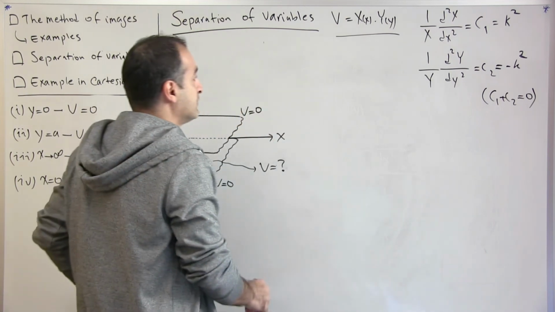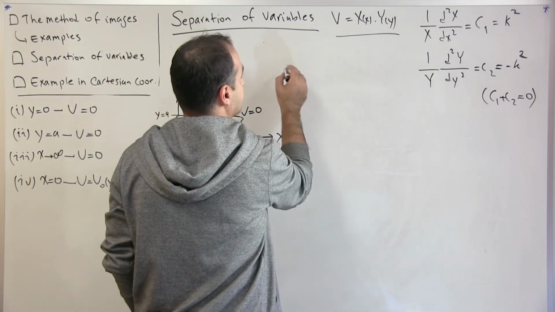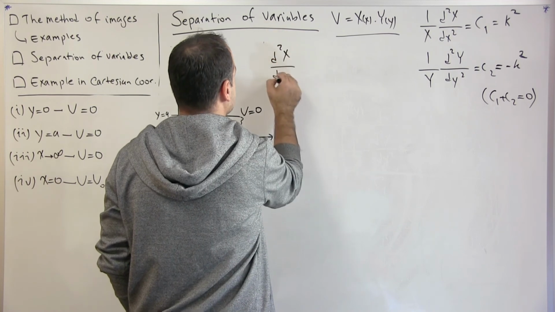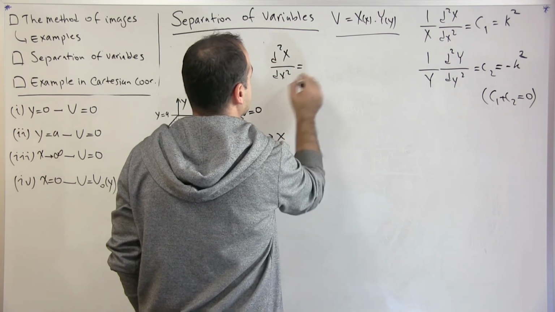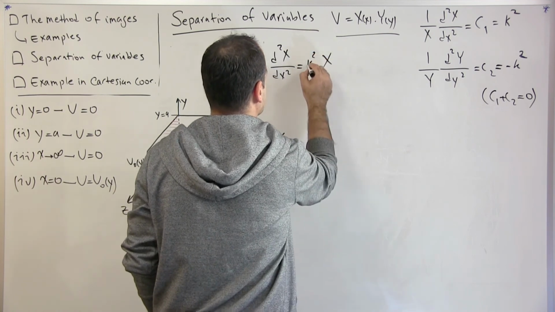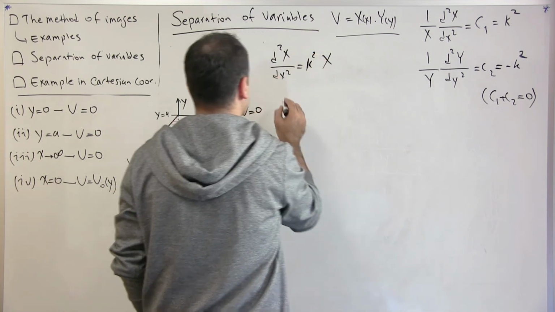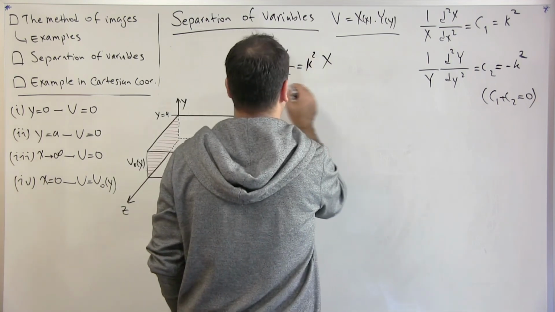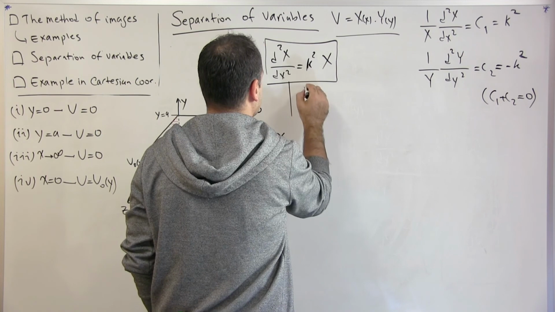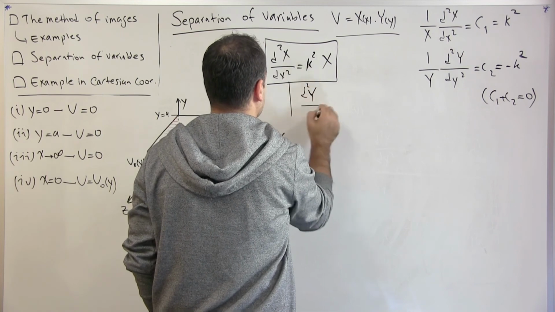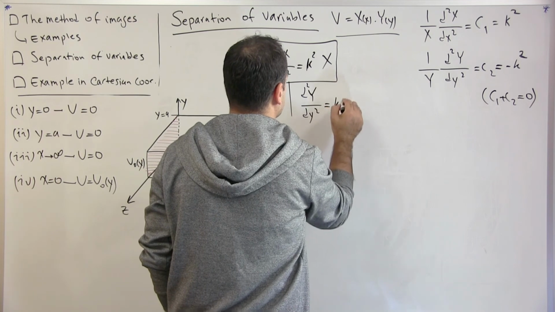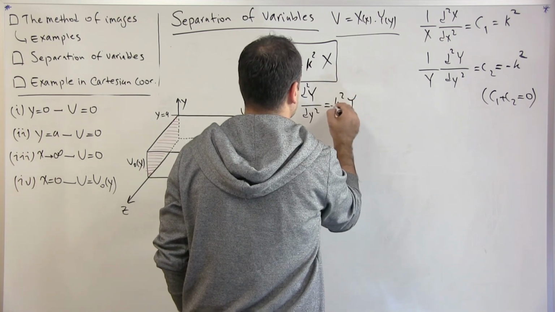So the equation we have for x is d2X over dx2 is k2 X. And this is for x. For y, we have d2Y over dy2 is negative k2 Y.